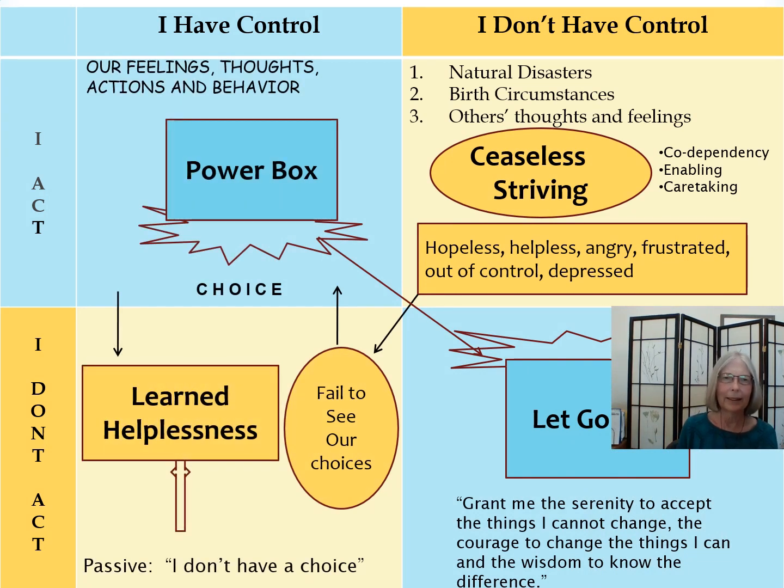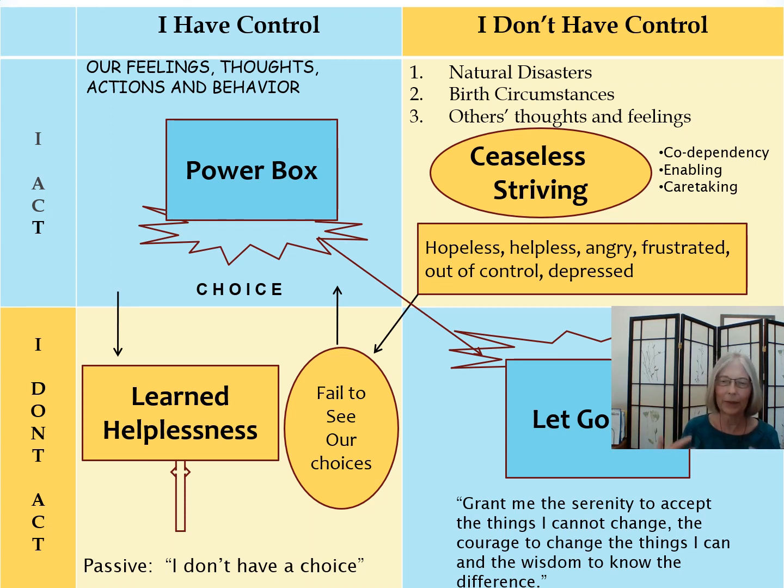Here we can see again the upper left, the personal power box. That's where we have control and we're taking action. So our feelings, our thoughts, our behaviors are all going towards those things that we do have control over. That's where we have the most choice. And if we realize we do not have control over something, the ideal is if we then go over to the lower right quadrant and let go of those things.